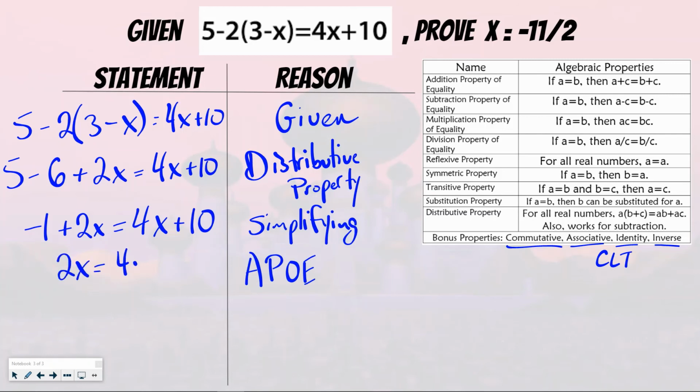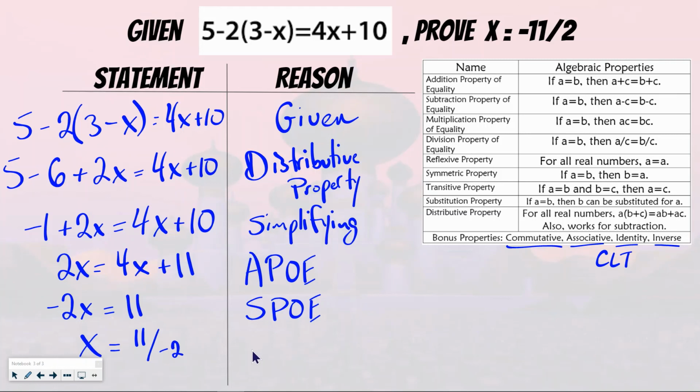It gives me 2x equals 4x plus 11. And then I'm going to use the subtraction property of equality to cancel out this 4x. It gives me negative 2x equals 11. And my last step is to divide away this negative 2. So I get x equals 11 over negative 2, which is the exact same thing as that. And that's exactly what I wanted to prove. So x does equal 11 over negative 2. So this logic of having a statement and justifying it with a reason that you know to be true is really what we're going to take from this and use in geometry.